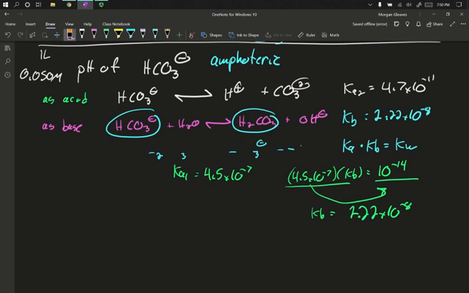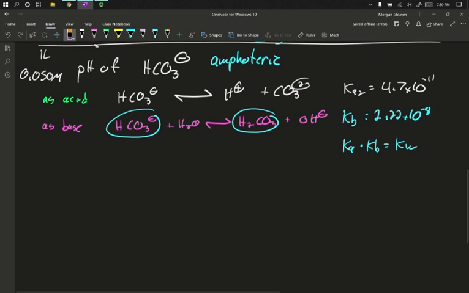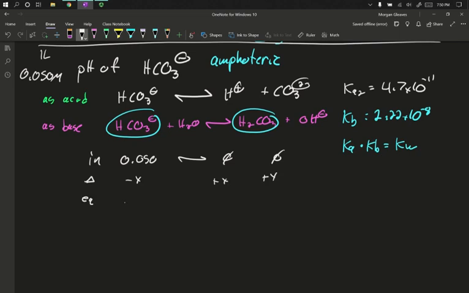Let's investigate both of these. If our bicarbonate reacts as an acid, so our first line, then initially I'm going to have 0.050 moles of the bicarbonate. It's going to create some H plus and some carbonate, but they'll start at 0. There'll be some change. I'll lose some of this and gain some of my products. So I'll reach equilibrium: 0.050 minus x, x and x.